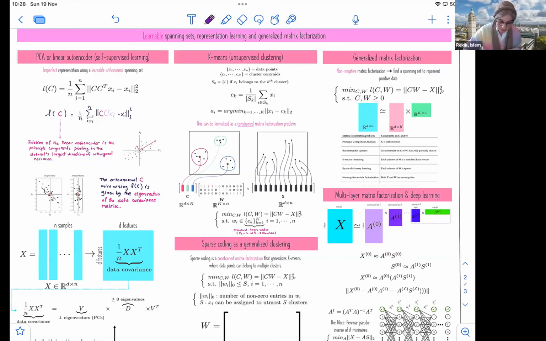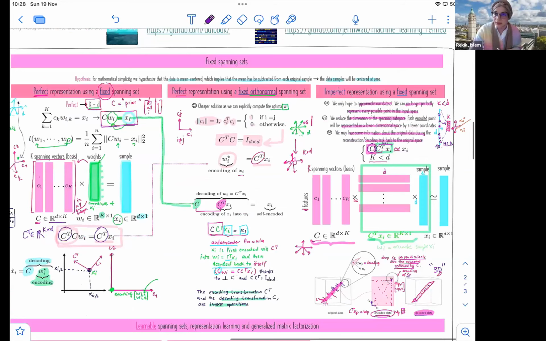Any questions so far about this? Is this clear? Kana?